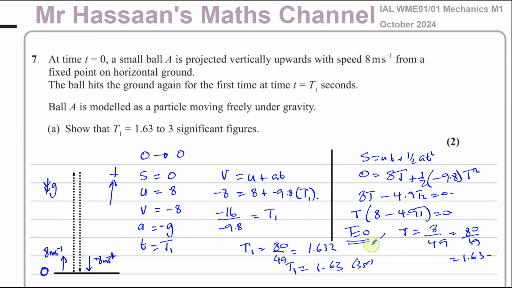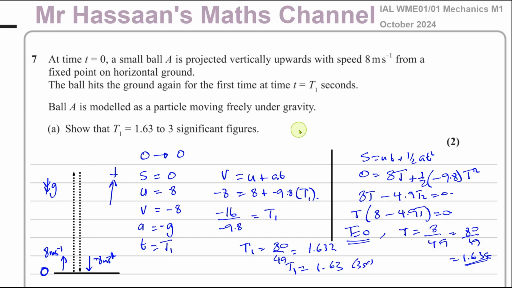So what does the t equals 0 represent? That represents the time when it was first projected. It was at that same level, beginning. And then it reached that same level again on the way down after it had fallen. So you get the same answer. If you didn't realize v is -8, you can use s, u, a, and t. Okay, so there's the answer to part A.